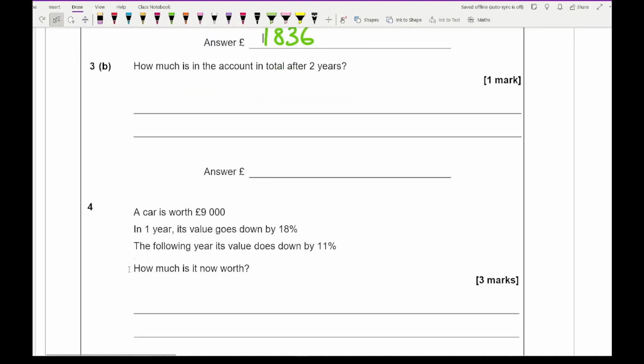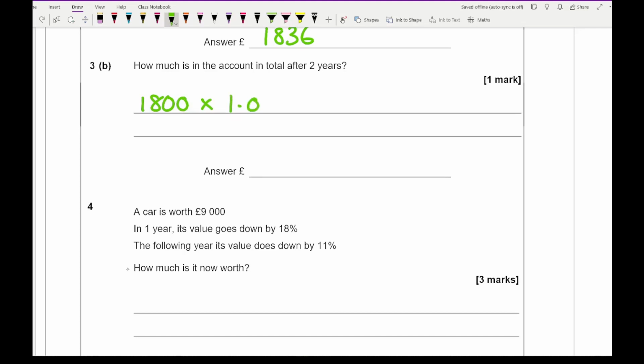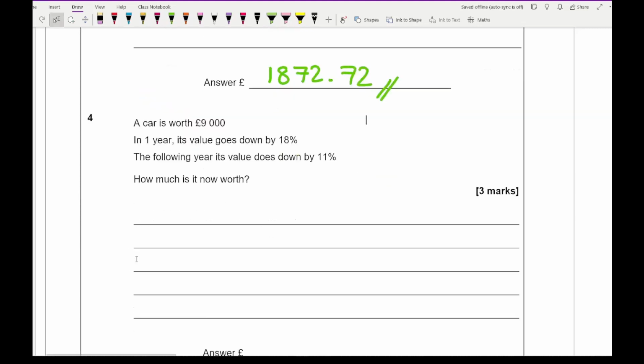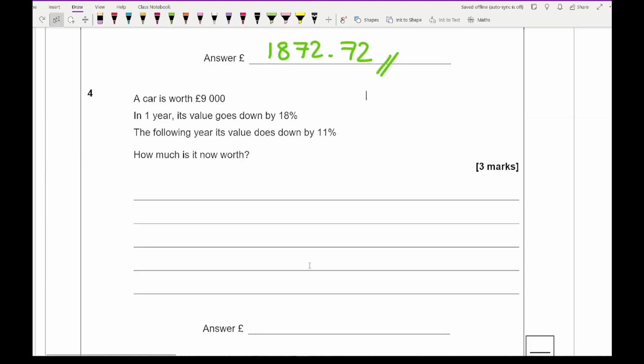Moving on to question 3b, it says how much is in the account in total after 2 years. So again, the original amount was £1,800, and I'm going to multiply that by the decimal multiplier, which was 1.02, and I'm going to raise that to the power of the years, which is 2. So entering that straight into the calculator, I get an answer of £1,872.72.